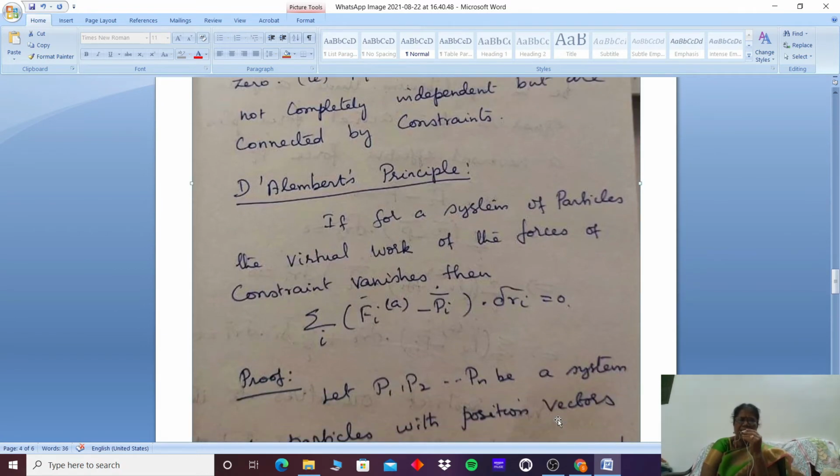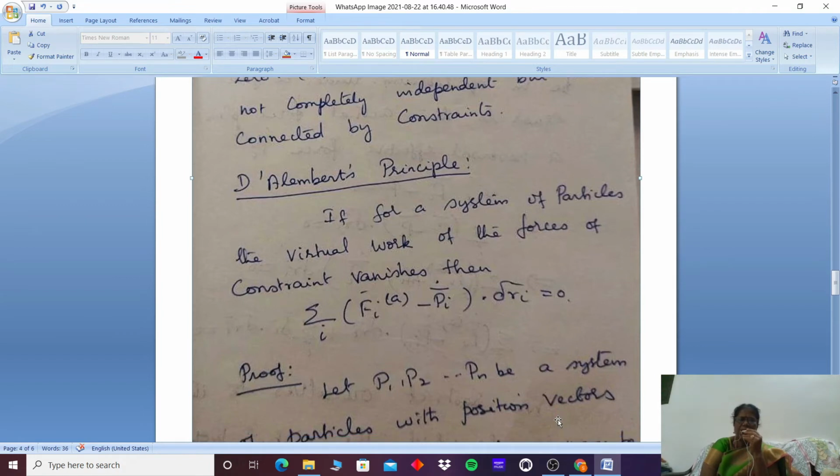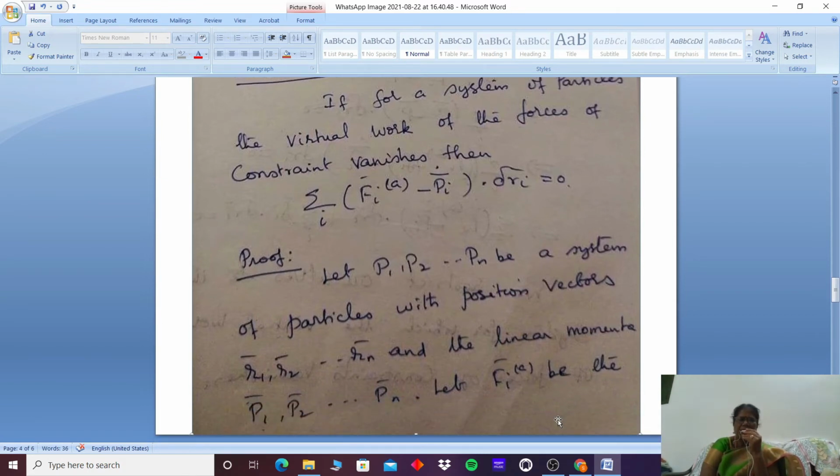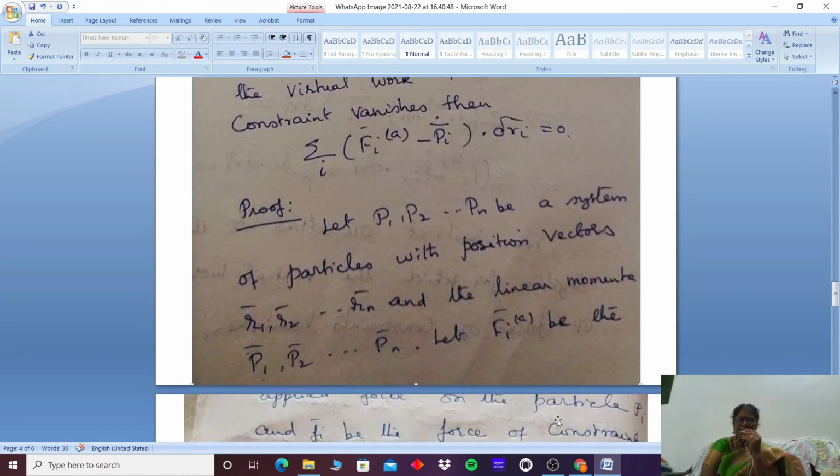Now we shall see what is D'Alembert's principle. For a system of particles, if the virtual work of the force of constraint vanishes, then sigma over i Fia minus Pi dot, dot delta Ri, equal to 0. Here Pi dot refers to the derivative of Pi with respect to the time t. Now we shall see the proof of that theorem.